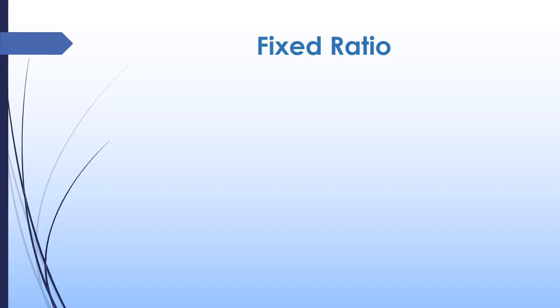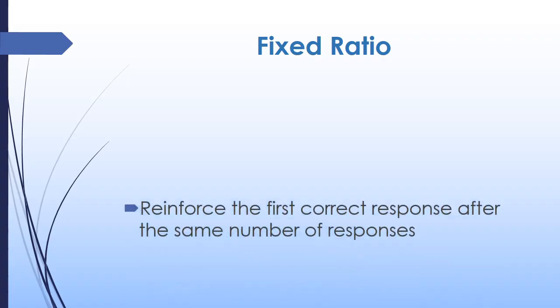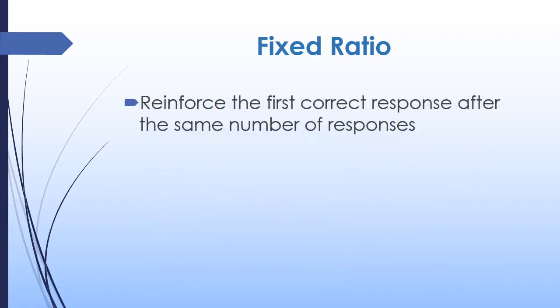Another partial schedule of reinforcement is fixed ratio. Now with ratio, we don't care about time. Here we only care about the number of responses. So with fixed ratio, you reinforce the first correct response after the same number of responses. So let's say you set your number of responses to be 11. So that rat has to press the lever 11 times before he's reinforced. After the 11th lever press, then he gets reinforced. Then you start counting again.